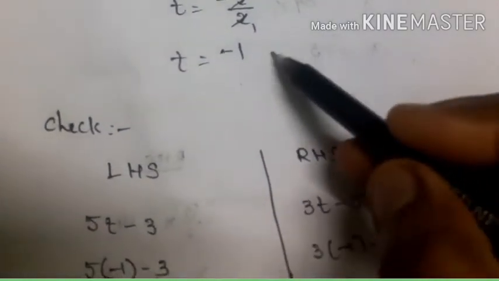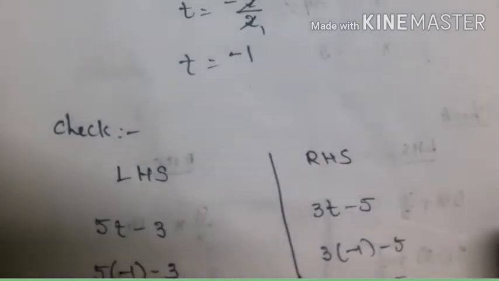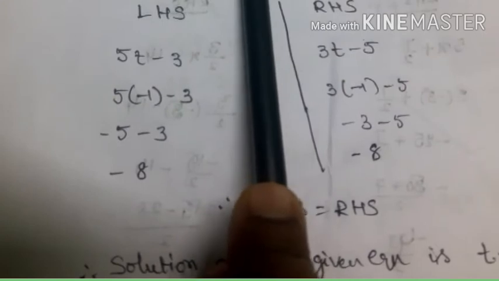Now check whether our answer is right or wrong. What is the LHS given? That is 5t minus 3. RHS is equal to 3t minus 5. So what is the answer? t is equal to minus 1.